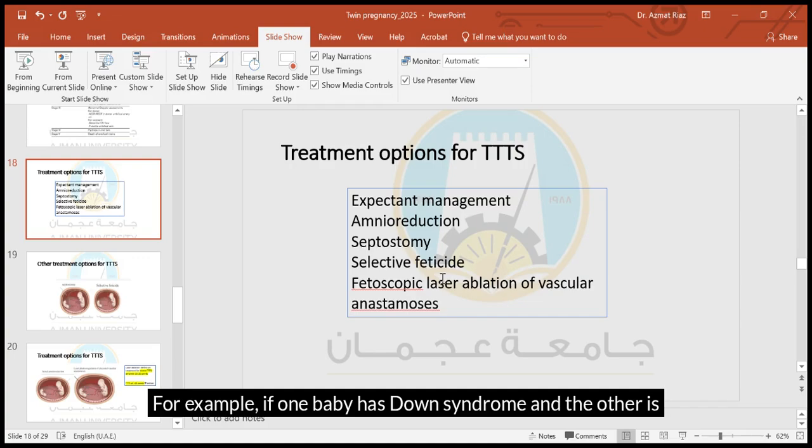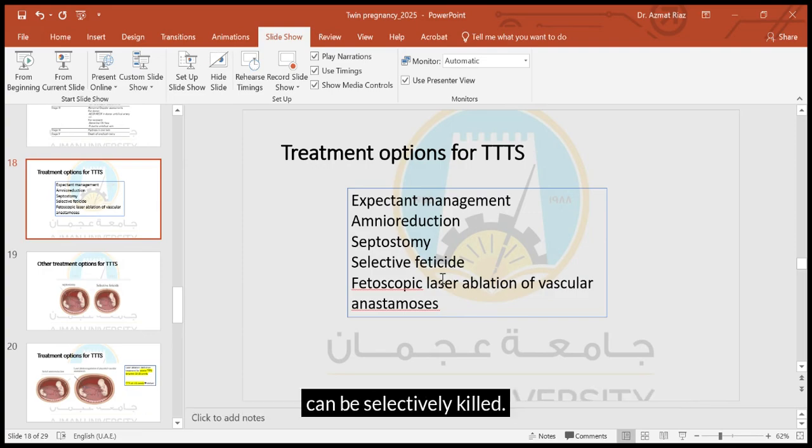For example, if one baby has Down syndrome and the other is doing well, one of the options may be selective feticide, right? Or even, for example, an octuplet pregnancy, like if there are eight babies by accident, to enable the other babies to develop normally, some of the babies, especially those who are weak or growth restricted or who have some anomalies, can be selectively killed. Okay, so that's called selective feticide.